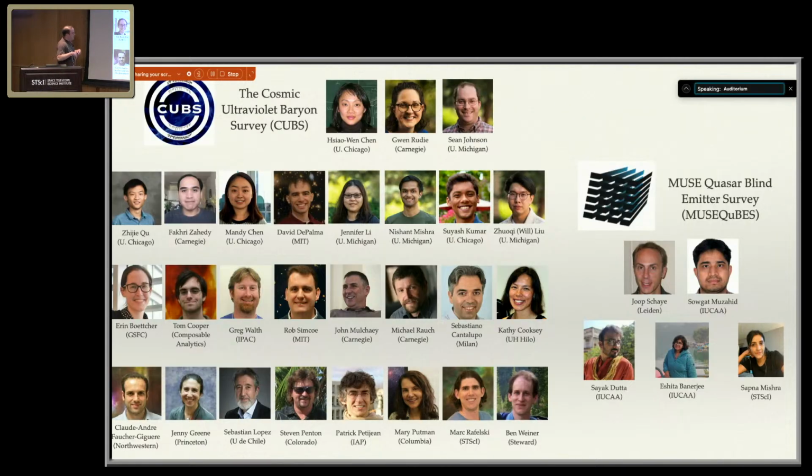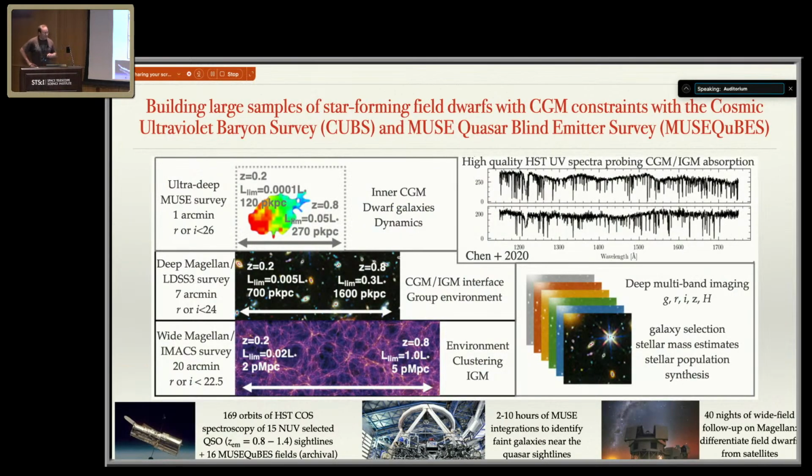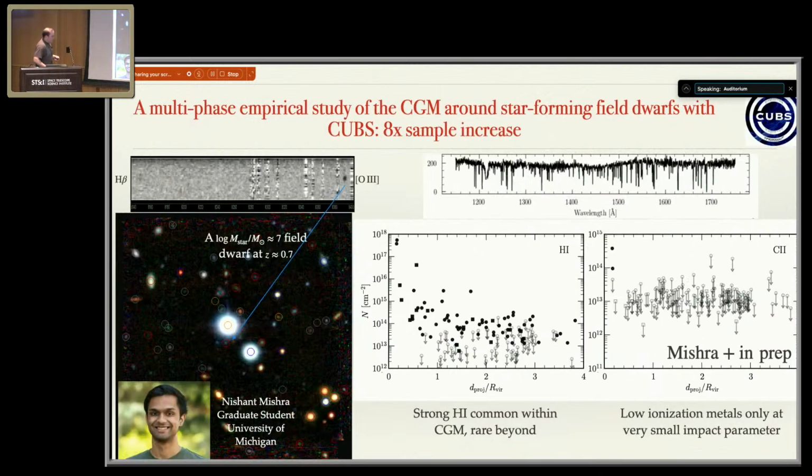So now we can actually do a lot better with something called the Cosmic Ultraviolet Baryon Survey, which combines, there's a large team, I can't introduce everyone, 169 orbits of far UV spectroscopy with COS, with a dedicated ground-based galaxy survey, including MUSE integral field spectroscopy and wide field follow-up to characterize environments. This is a major initiative representing lots of Hubble time and also 40 nights on Magellan. And a graduate student, Nishant Mishra, at the University of Michigan, is working on using this to improve the statistics for our studies of the CGM of dwarf galaxies.